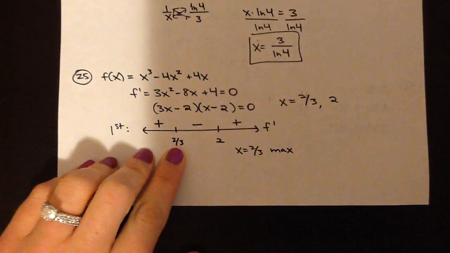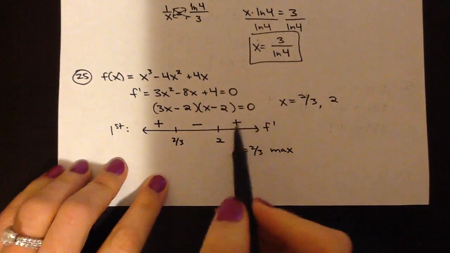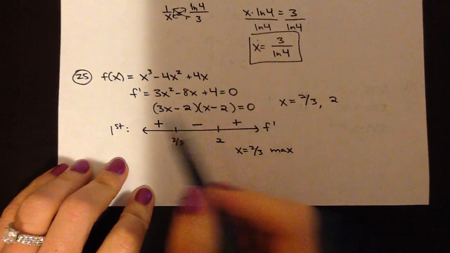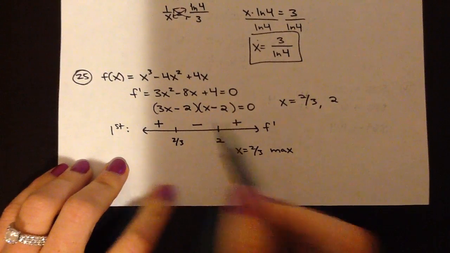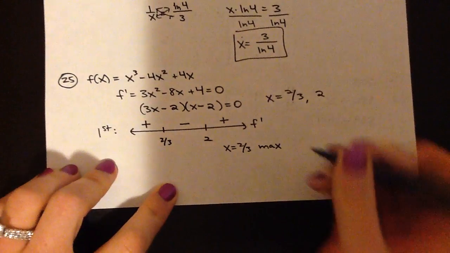And that's because, I'm not going to write these explanations down, but you do need to know how to give the explanations. You'd write because f prime changes from positive to negative there. So that means my function is increasing, then it's decreasing, and that would leave a max.